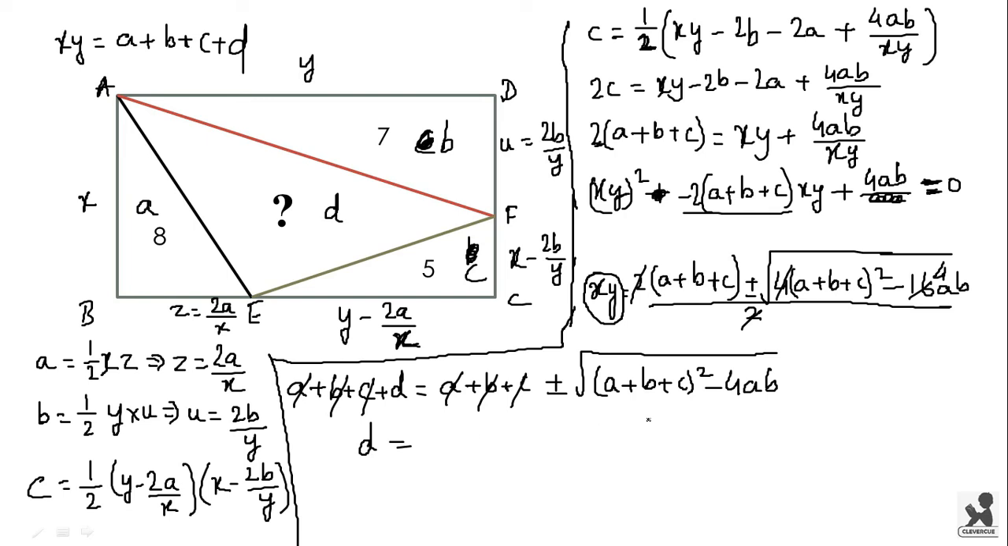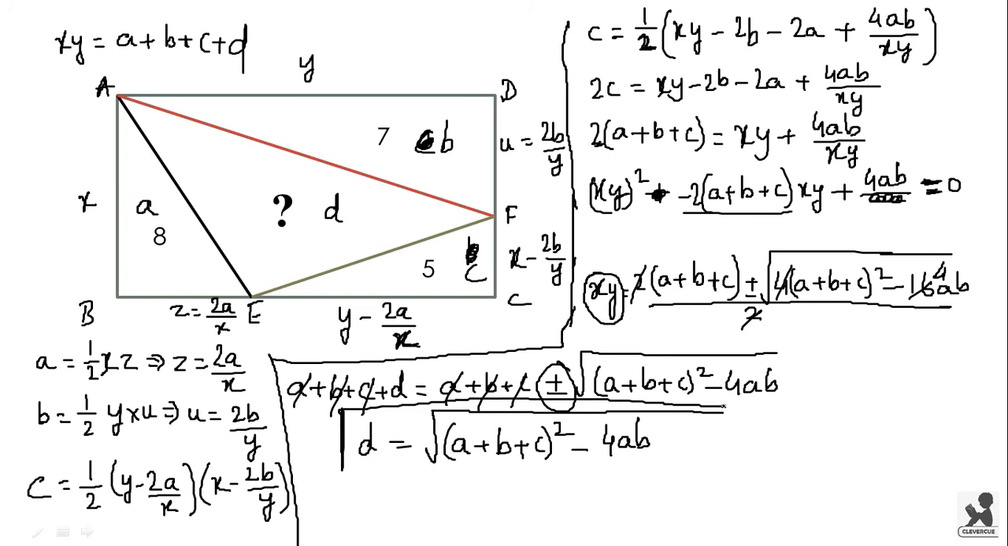d is equal to, we have plus or minus over here, but the area cannot be minus, so we have to consider only the positive term. So d is equal to plus under root a plus b plus c whole square minus 4ab. I hope you guys understood. So this is the relation between a, b and c from the triangle abcd.